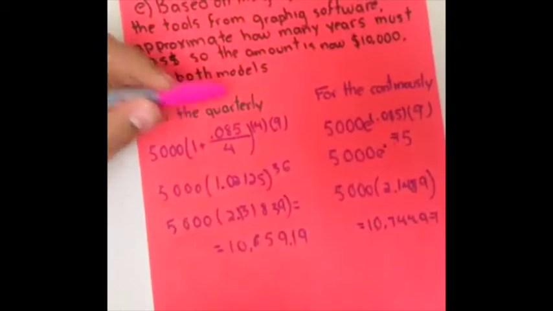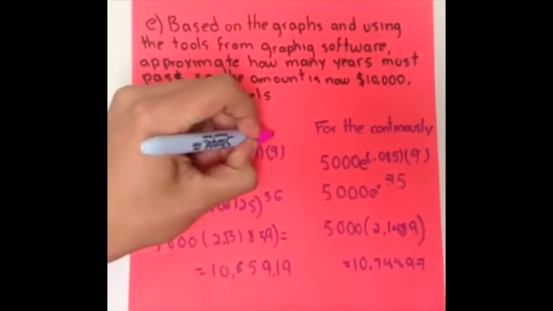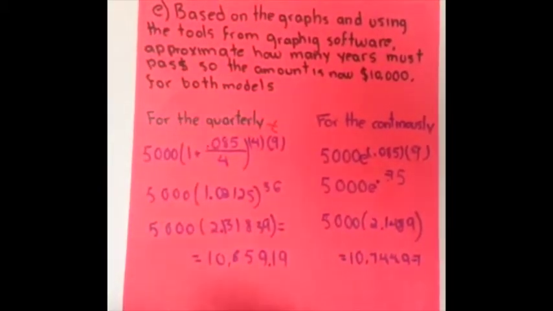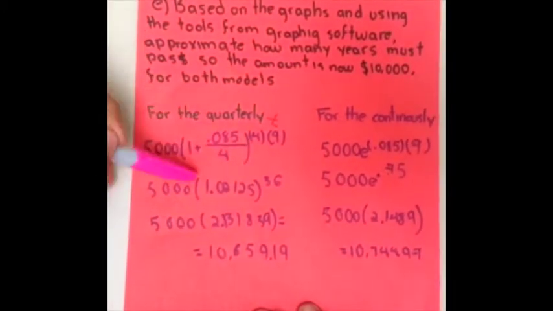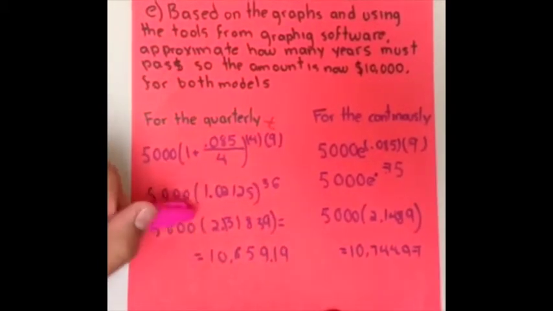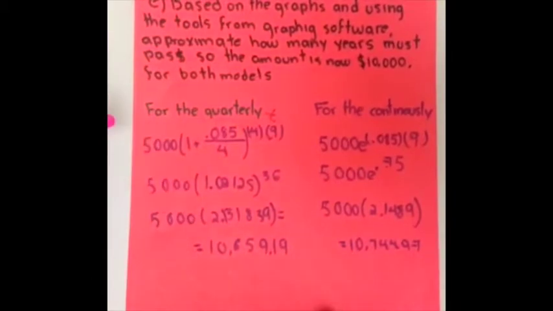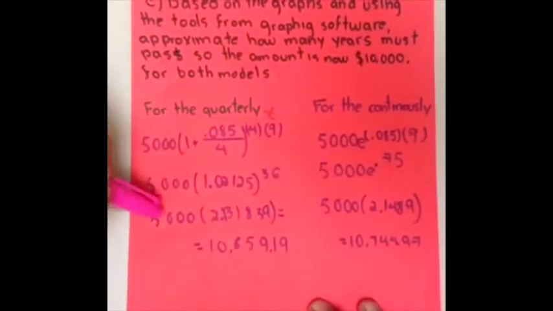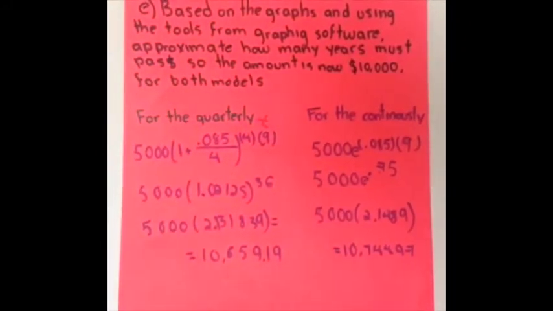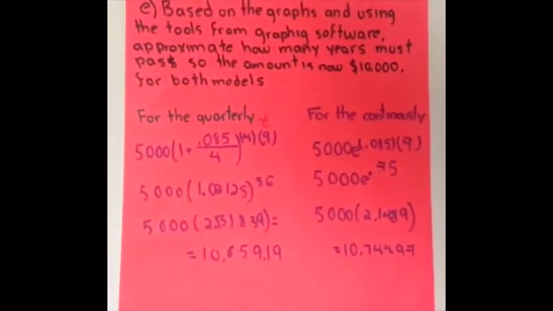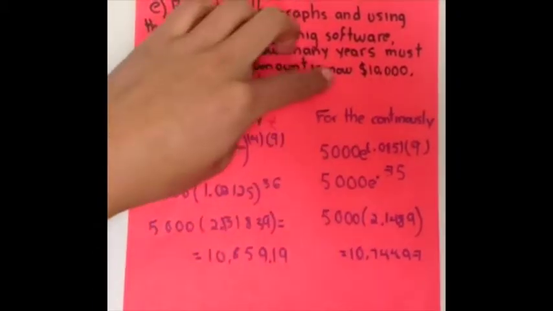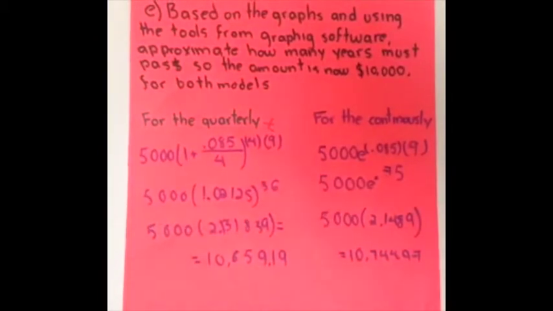We have our amount and the years that are 9, and now we solve 4 multiplied by 9, 36, and here we get 1.02125, and now we get 2.131839, and we multiply, and we get that in 9 years the amount is 10,859.19, and for continuously it's the same 9 years.